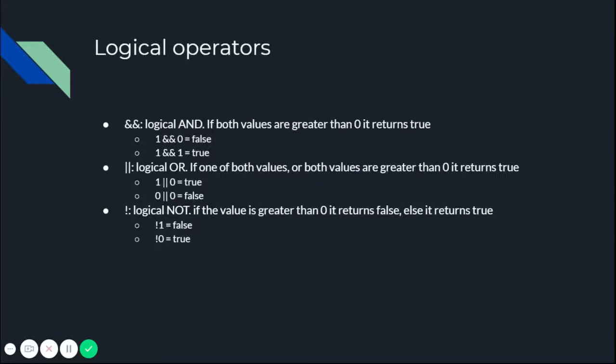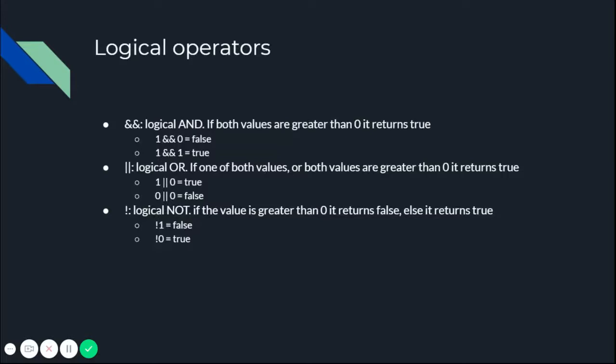Finally, we have 3 different logical operators. The double ampersand is the logical AND. If both values are greater than 0, it returns true. So 1 and 0 is false, but 1 and 1 is true.